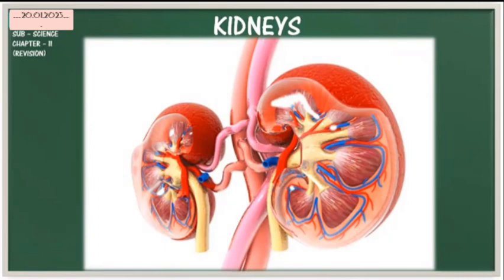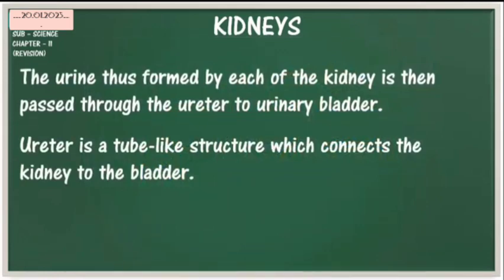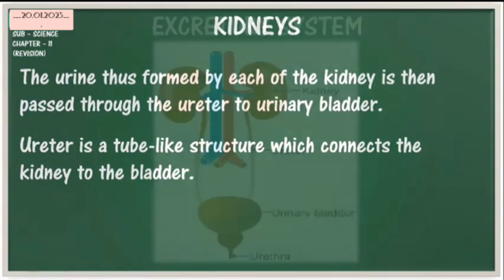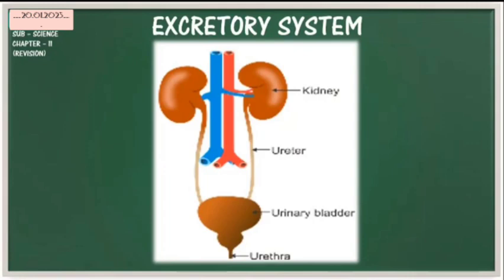When the blood containing urea and other waste salts passes through these nephrons, it is filtered, and urea and salt are removed, and urine is left in the kidney. The urine thus formed by each kidney is then passed through the ureter to the urinary bladder. The ureter is a tube-like structure which connects the kidney to the bladder.